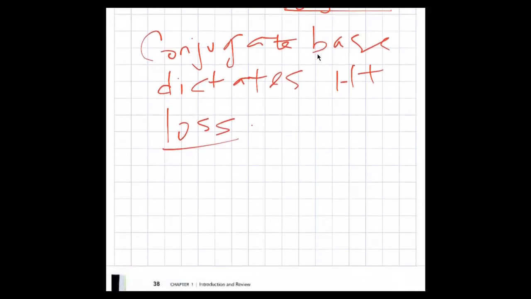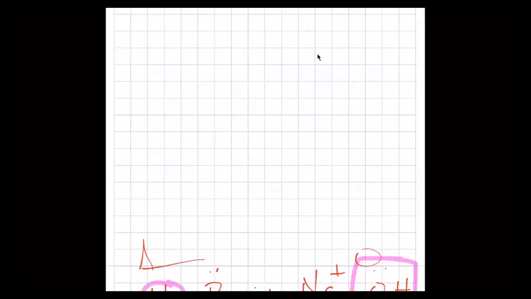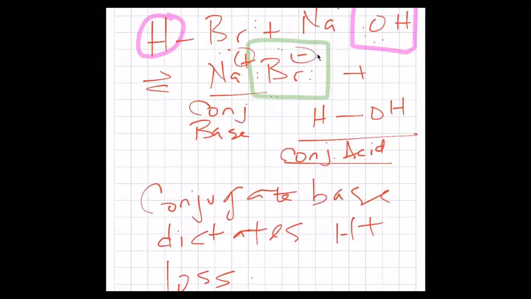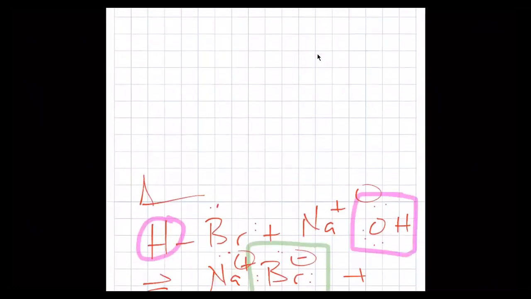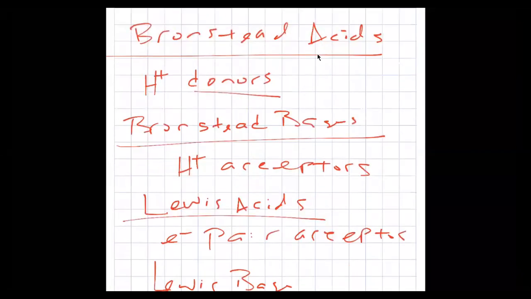So I'm going to write that down too. And I'm going to abbreviate conjugate base as just CB. Need to add another page. Pages get out of sync.